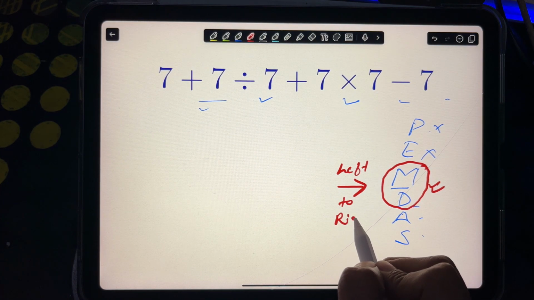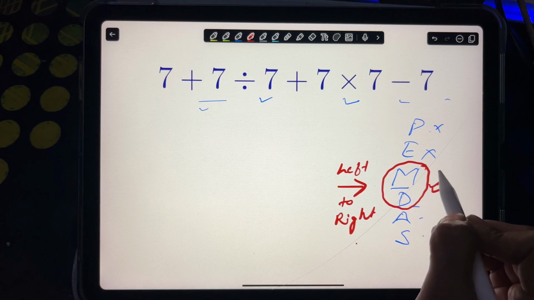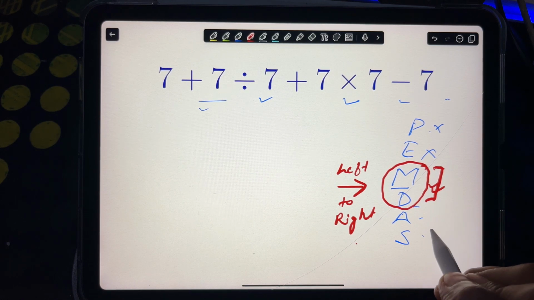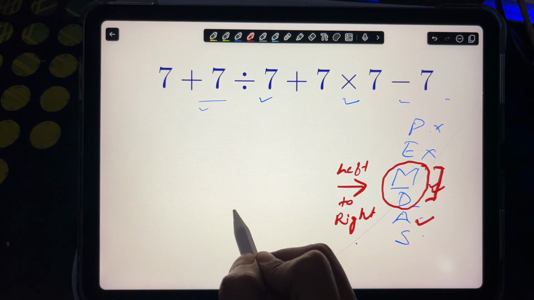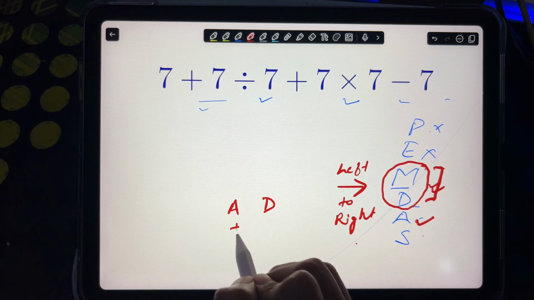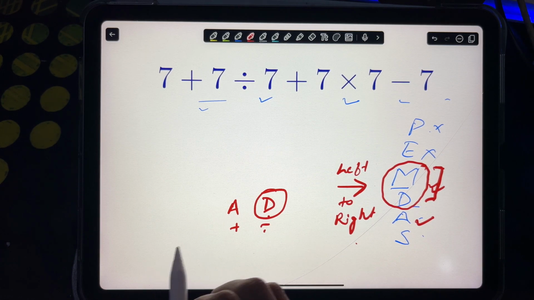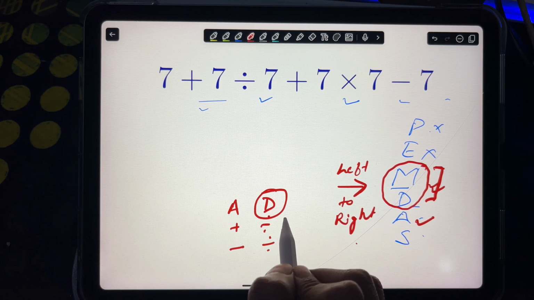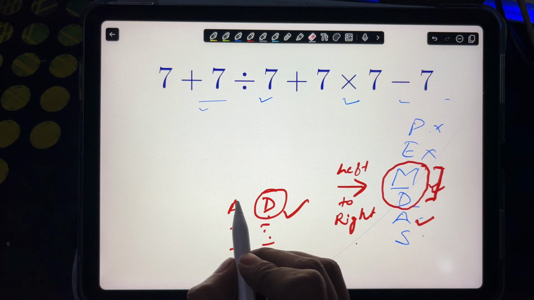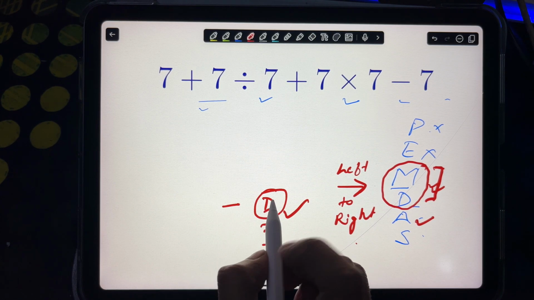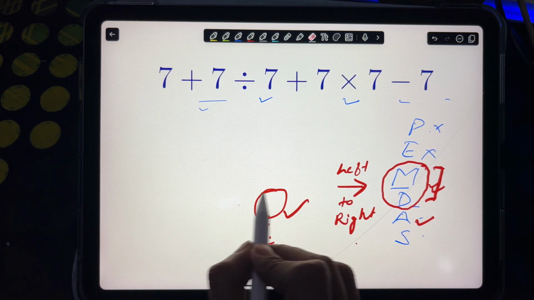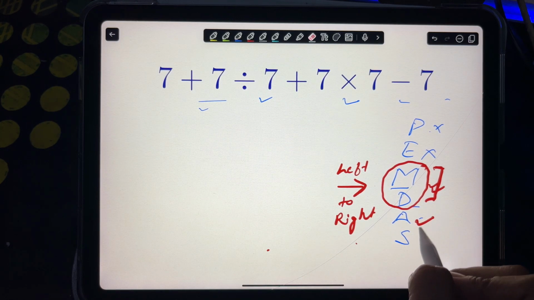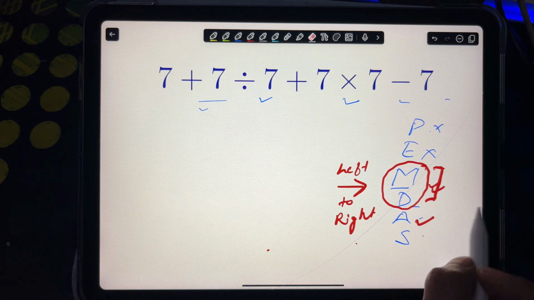And remember that this left to right choice is between multiplication and division. Whenever there is a choice between addition and division, division will have the priority. Subtraction or division, division will have priority. Same goes for subtraction and multiplication, or addition and multiplication. Multiplication will always have priority over addition and subtraction.